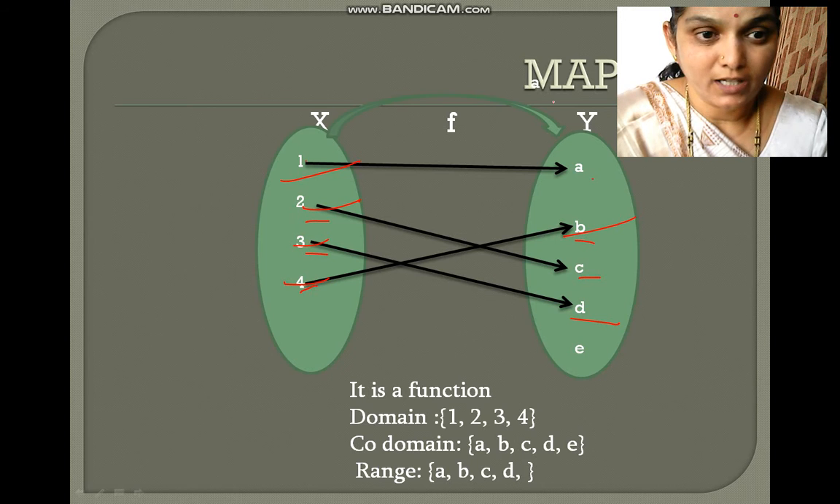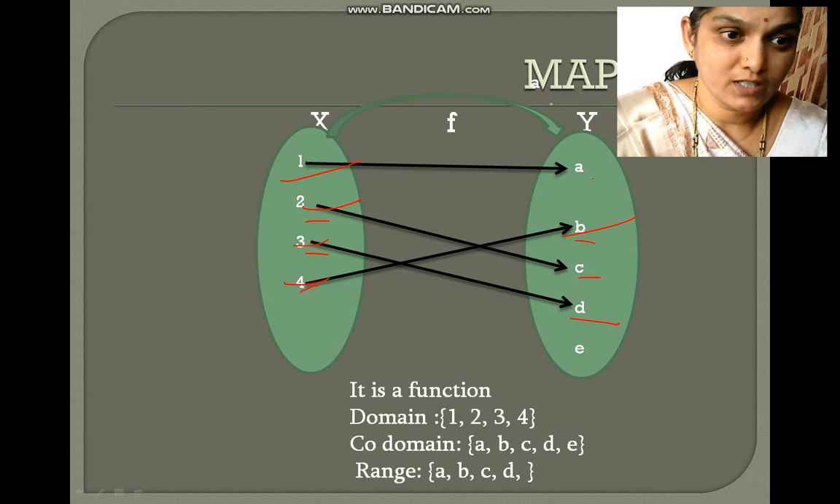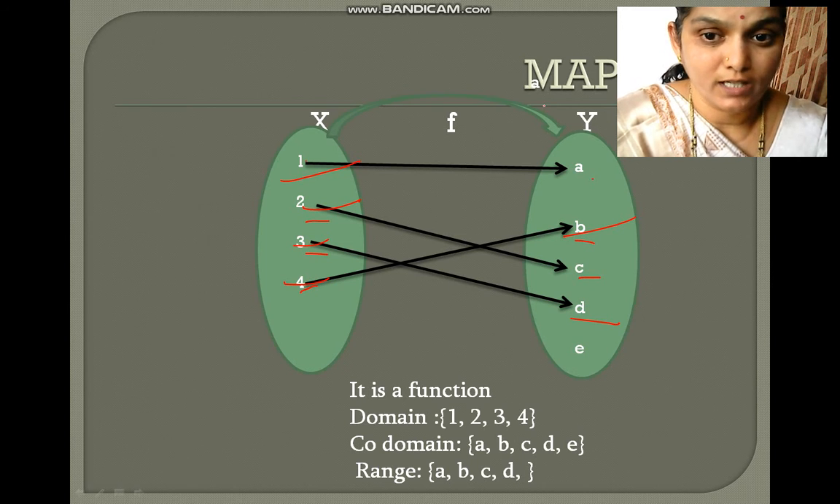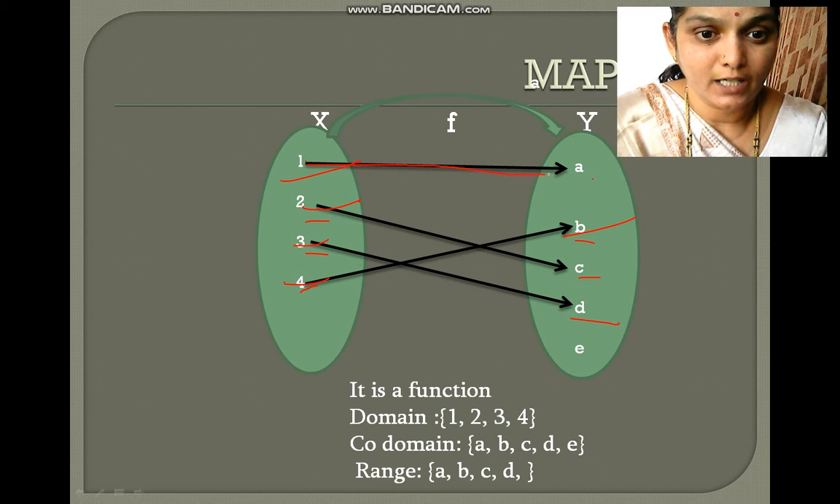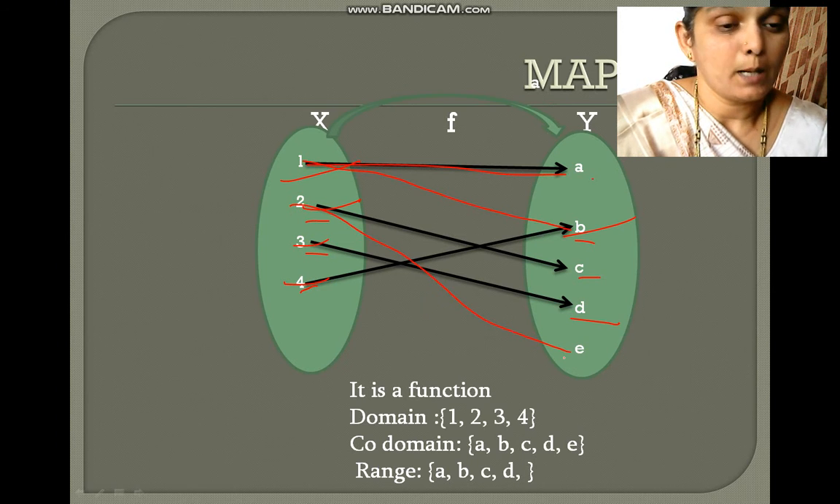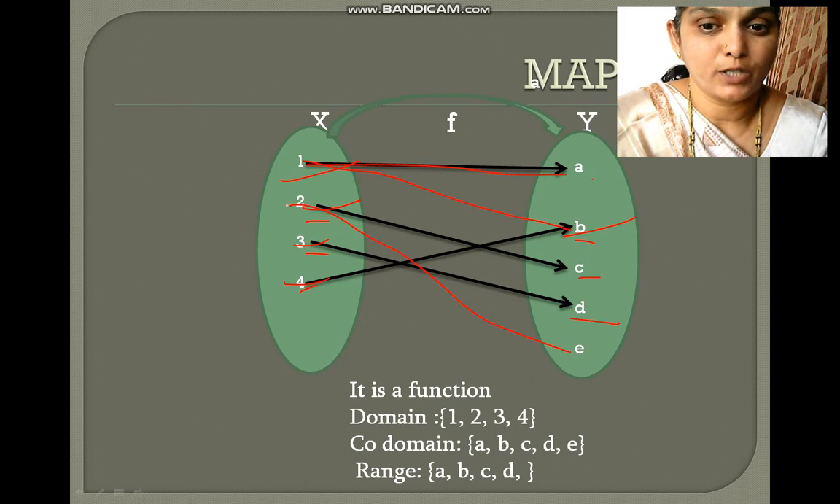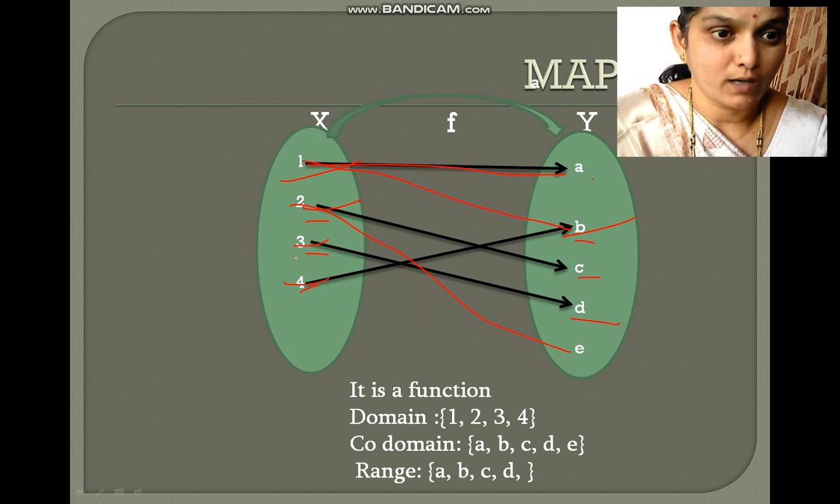Now, we can differentiate the definitions of relations and functions. In a relation, suppose 1 is related to A, it may so happen that 1 may be related to B, or 2 is related to one more element like this. But in functions, every element should have a unique image. This is the difference between relations and functions.